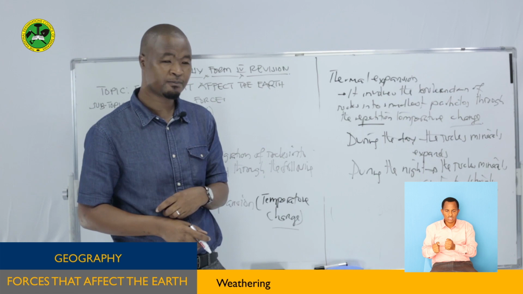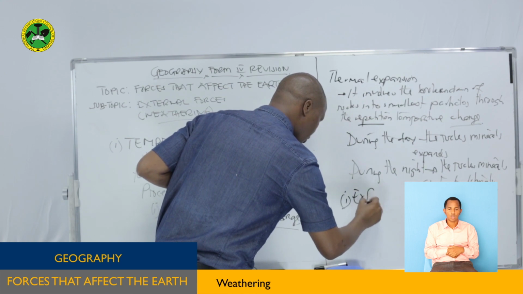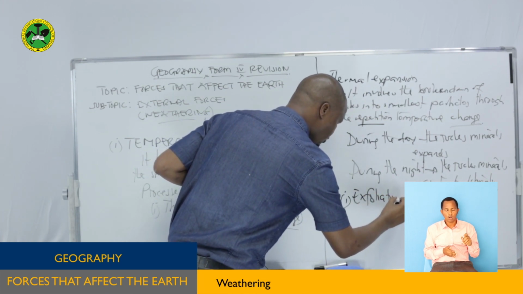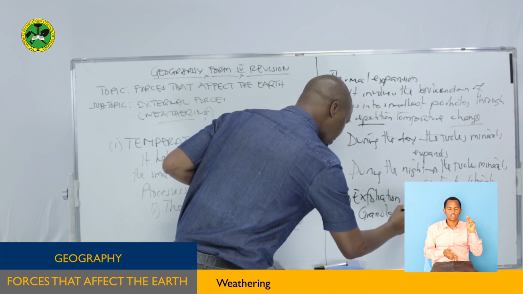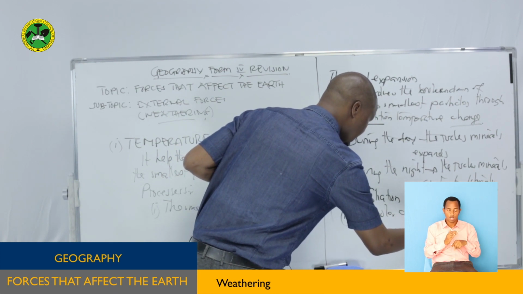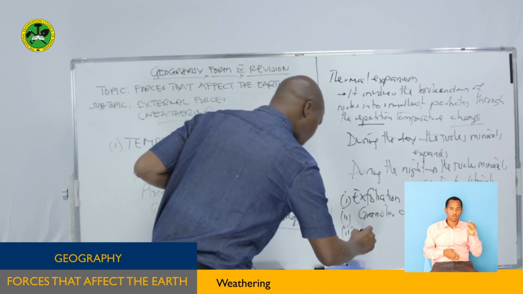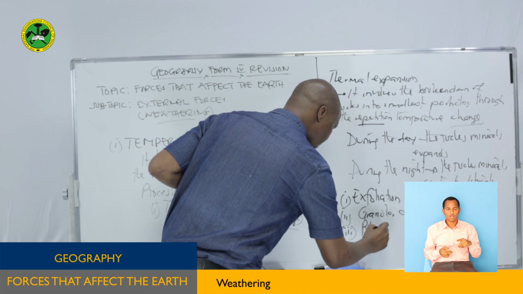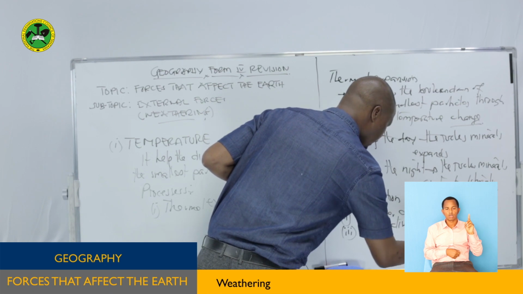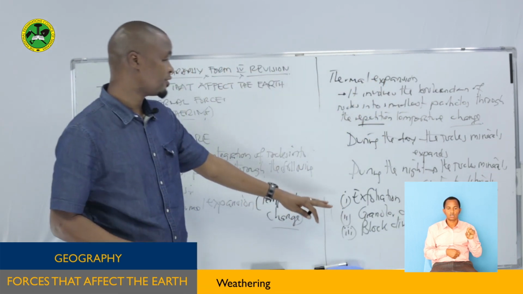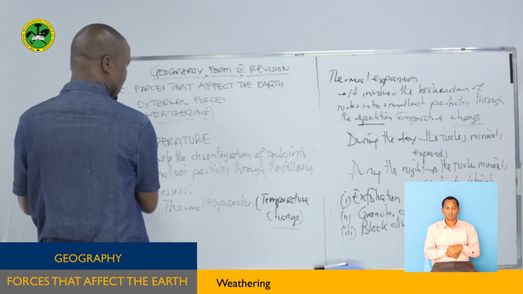So we have the first process of thermal expansion, and we call it exfoliation. We have the exfoliation, three processes right here. We have the granular disintegration, which is a process or form of thermal expansion. We have the block disintegration. Are you with me, class? These are the forms of thermal expansion. So let's see what these are, one from the other.